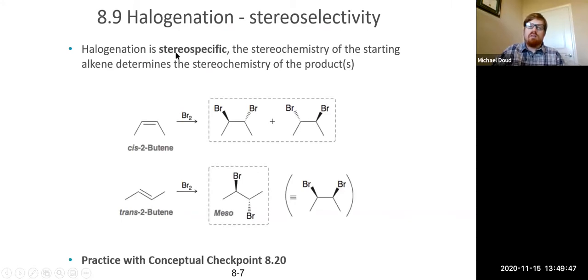So again, this is going to be stereospecific because whatever the stereochemistry of your alkene is, cis or trans, that's going to determine what the stereochemistry of your product is going to be. If you have cis-2-butene, then you're going to get these products where you have one on top, one on bottom, one on bottom, one on top. If you have trans-2-butene, then this is going to end up being a meso compound because you see that you have this mirror plane of symmetry here in the middle. So you can see that whatever the stereochemistry is here, that's going to determine what your stereochemistry ends up here.